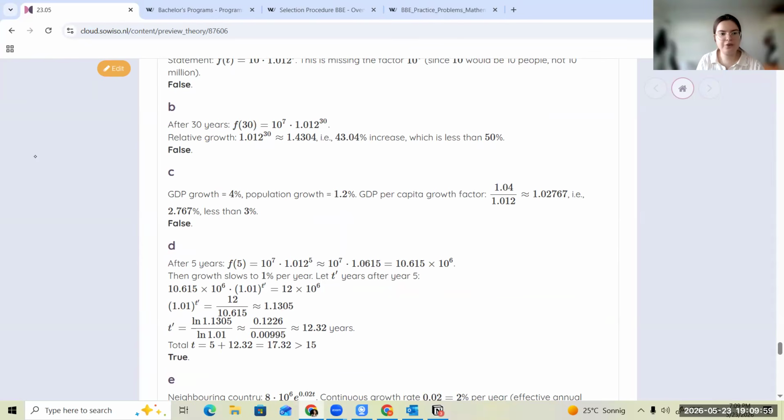But if you do, you just divide the growth factor of the GDP by the growth factor of the population, which is like 1.2%. And you see the total growth of GDP per capita. So it is around 2.78%, something like that, which is less than 3%.